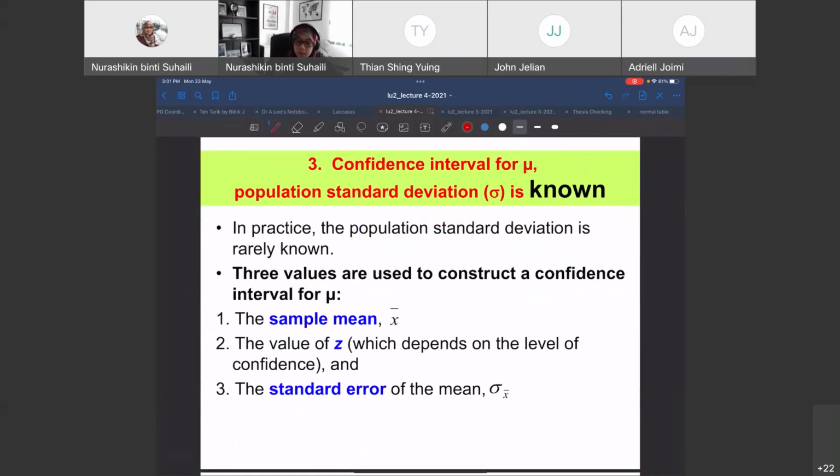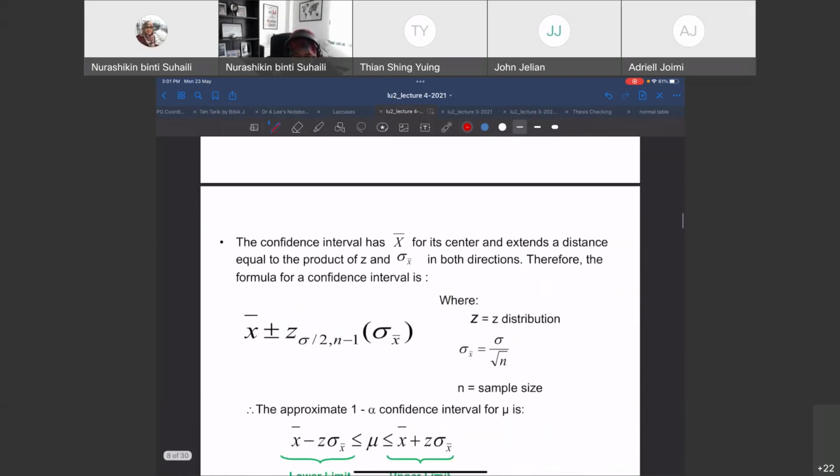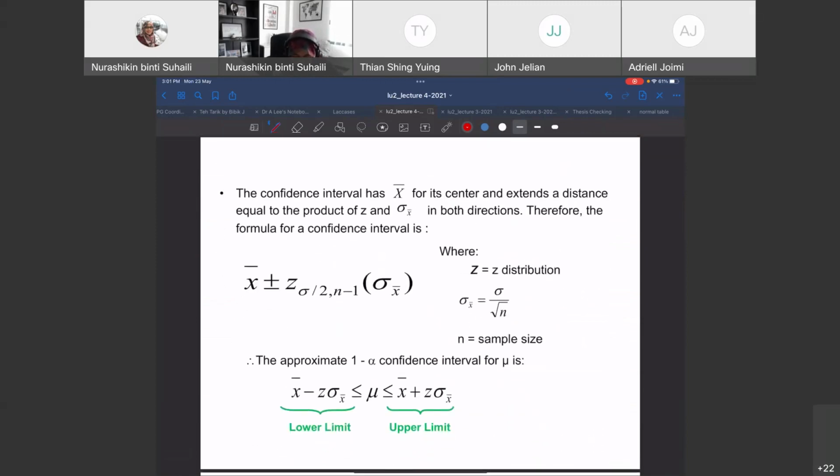How are we going to construct a confidence interval for mu? These are the parameters we have to know: what's the sample mean, what's the value of Z, and what's the standard error of the mean. Let's have a look at the example here. Later I'll show the example.